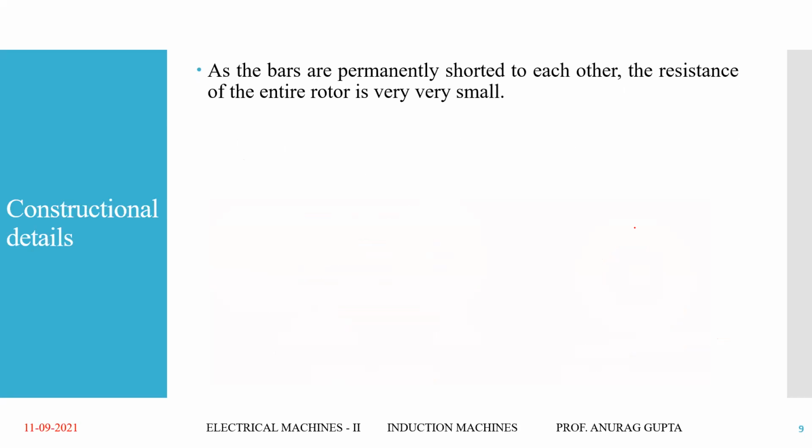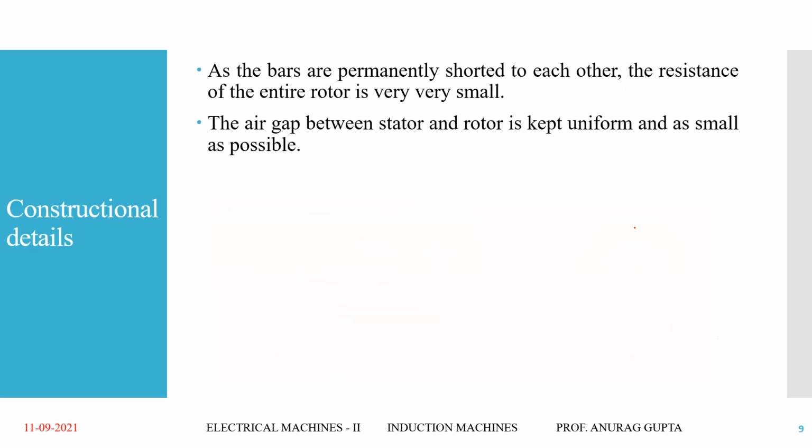As the bars are permanently shorted to each other, the resistance of the entire rotor is very, very small. The air gap between stator and rotor is kept uniform and as small as possible. Keep in mind, what is the air gap?